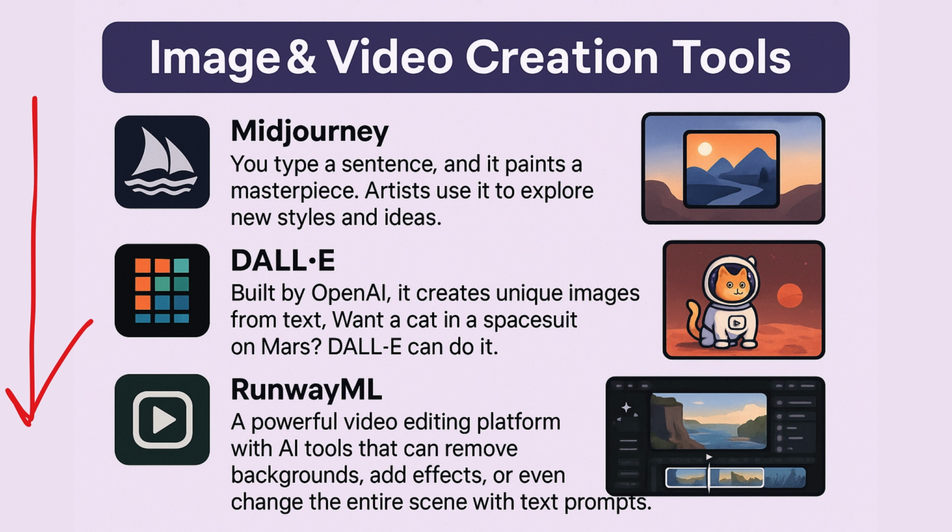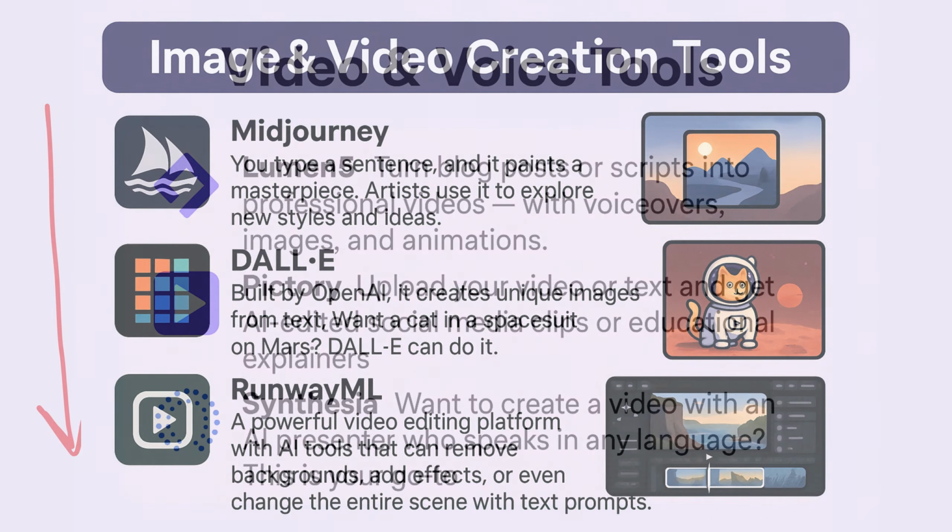Image and video creation tools like Midjourney, you type a sentence, and it paints a masterpiece. Artists use it to explore new styles and ideas. DALL-E, built by OpenAI, it creates unique images from text. Want a cat in a spacesuit on Mars? DALL-E can do it. RunwayML, a powerful video editing platform with AI tools that can remove backgrounds, add effects, or even change the entire scene with text prompts.